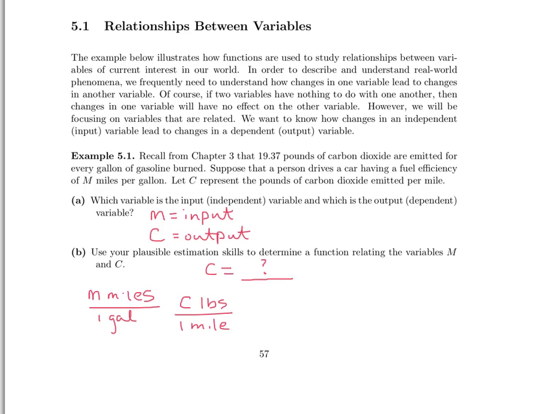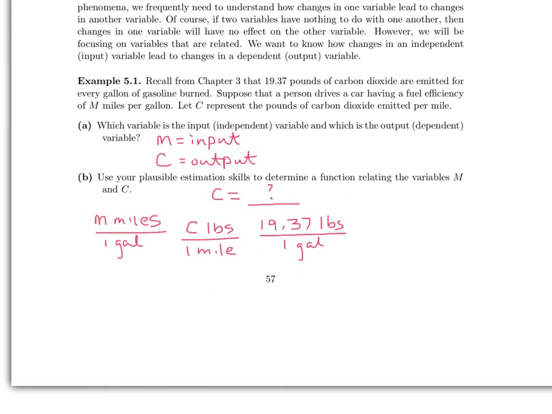And finally, the other quantity that we are told is that 19.37 pounds of carbon dioxide are emitted per gallon of gasoline. So we have 19.37 pounds for every 1 gallon of gasoline. So these are the three quantities that are involved here. Let's see if we can relate them using our plausible estimation skills. I'll start with the left-hand side of the equation. We have C pounds per 1 mile.